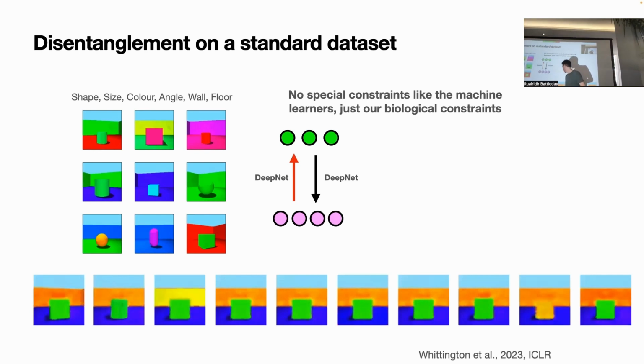These neurons don't care about anything else. Floor color, nothing. Object color, object size. Okay? Each neuron only cares about one thing. That's a disentangled representation.